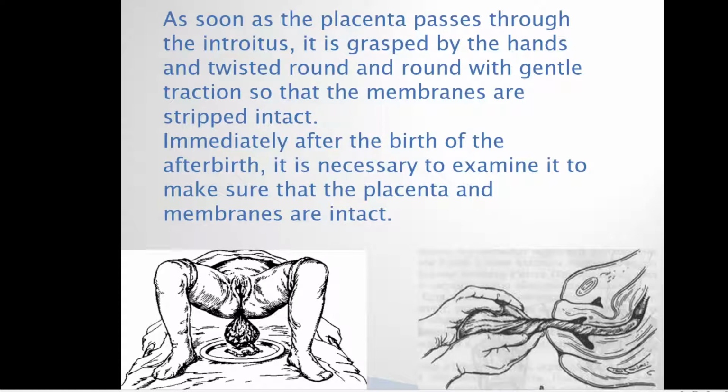As soon as the placenta passes through the introitus, it is grasped by the hands and twisted round and round with gentle traction so that the membranes are stripped intact. Immediately after the birth of the afterbirth, it is necessary to examine it to make sure that the placenta and membranes are intact, because if not, it can provoke severe hemorrhage, because the uterus cannot contract if it's not empty.